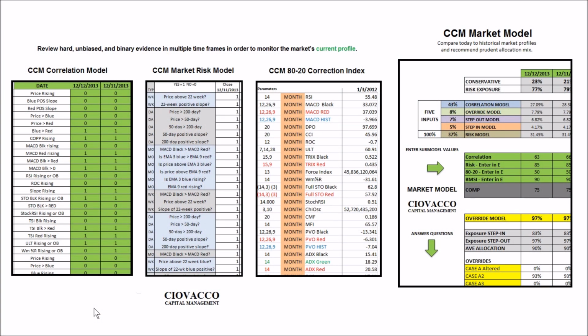We track all of this and convert it into a usable and actionable format in a reasonable amount of time. The submodels, we answer binary questions, some of them manually done, some of them programmed in Excel, and we also enter in unbiased and hard data. The submodels allow us to get a handle on the market's current profile, and the master CCM market model then looks at the current profile, compares it to past profiles, and recommends a prudent allocation between risk assets such as stocks and conservative assets such as bonds.